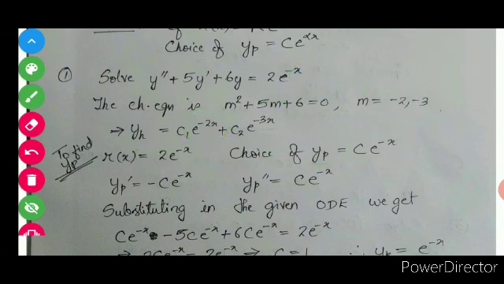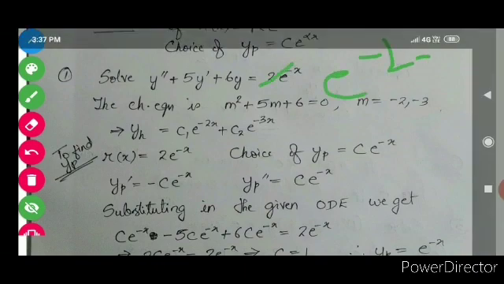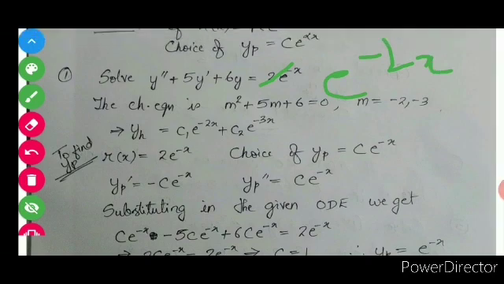I'll repeat once again. In this same question, suppose instead of e raised to minus x, you had e raised to minus 2x. Then you already have e raised to minus 2x in your yh. In that case, your choice of yp should not be c into e raised to minus 2x. It should be c into x into e raised to minus 2x.